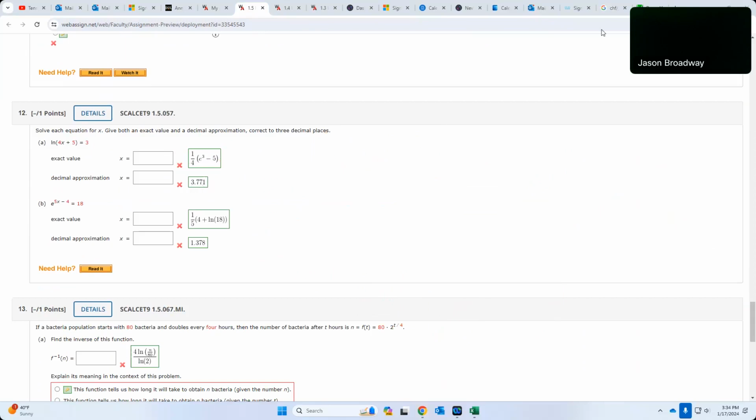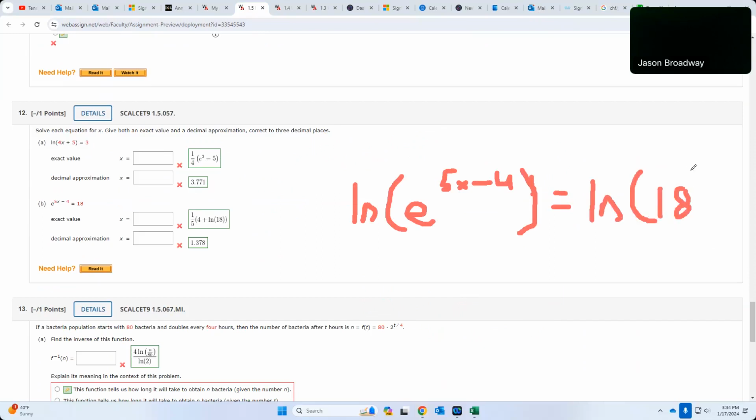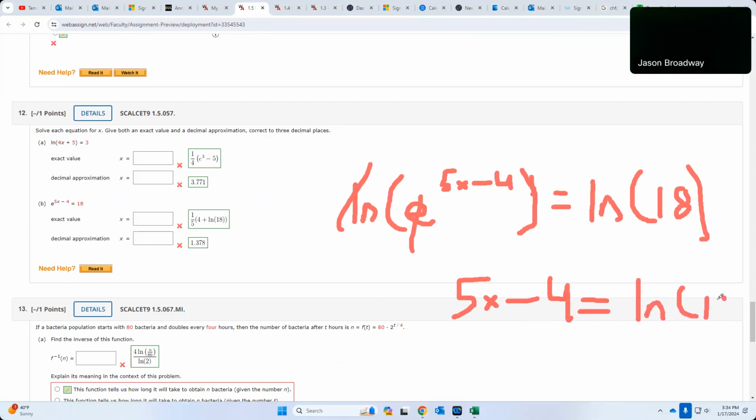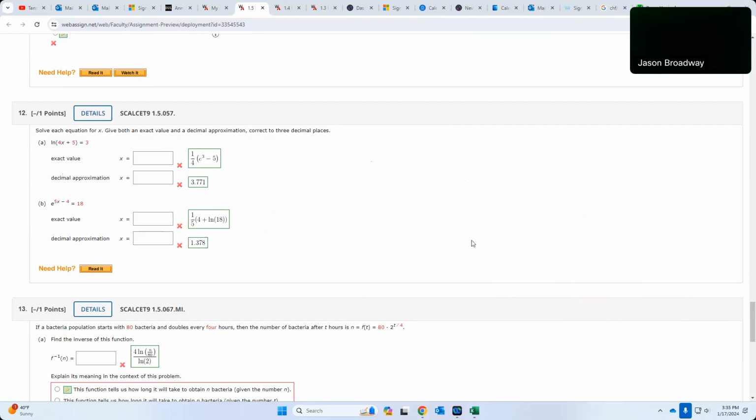The second guy, you'll stick a ln on both sides. Right? Ln of this guy equals ln of 18. Ln of 18 is saying e to what power is 18? But now these kill each other. So it's 5x minus 4 equals ln 18. And you just solve for that, you'll get this. You round it, and these are decimal approximations. You get that.